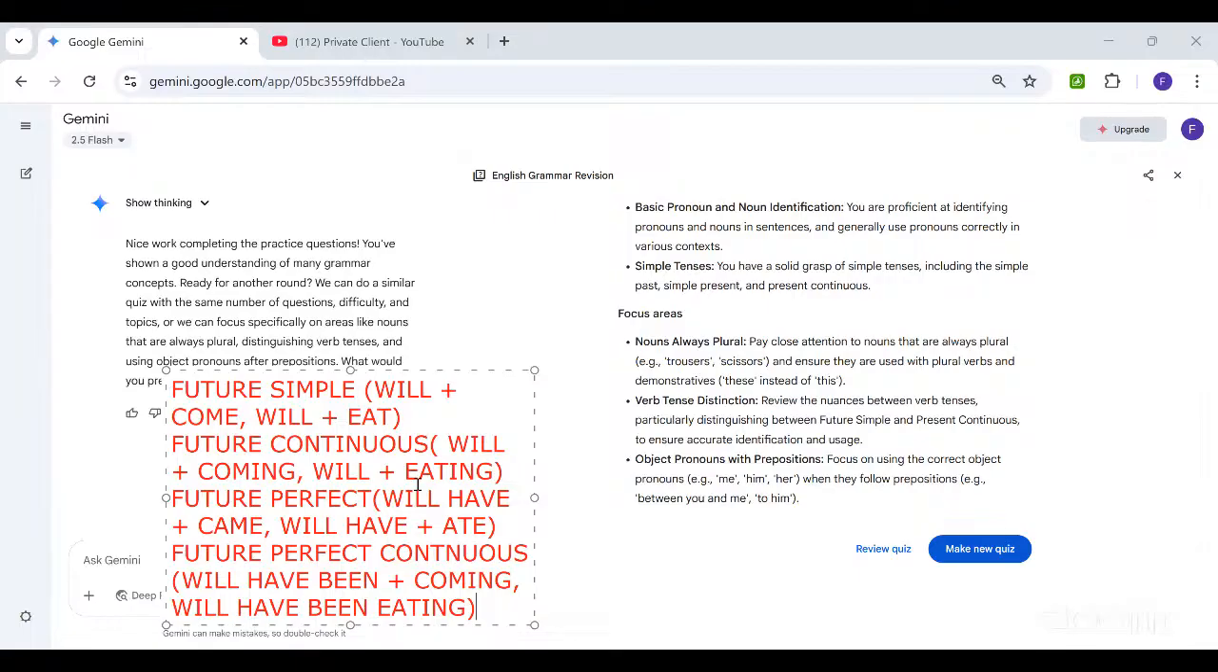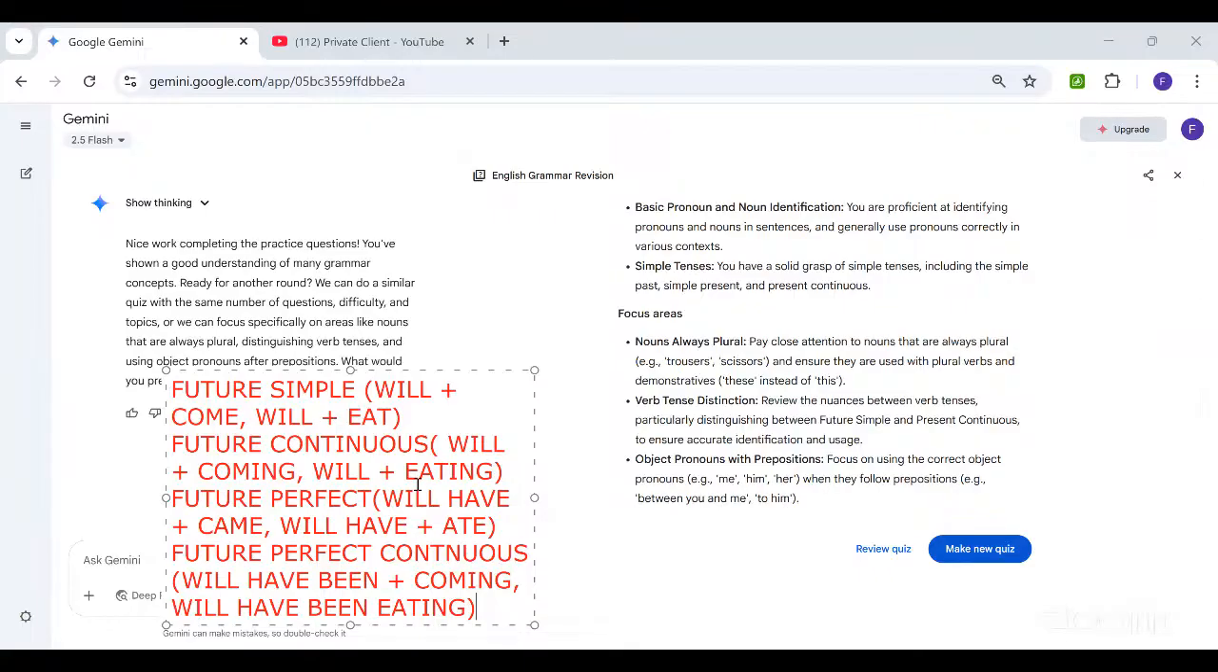Now the first says, object pronouns with preposition. Focus on using the correct object pronoun. So I think you have got a hang of the subject pronouns. Subject pronouns are the ones doing the action. The subject of me is I. The subject of him is he. The subject of her is she. So you cannot use she as an object. When you want to use the object, it has to be her. Same way you cannot use I as object. You have to change it to me.